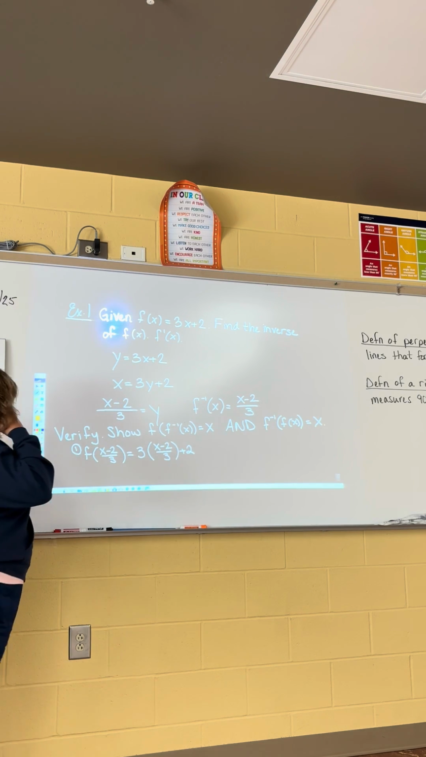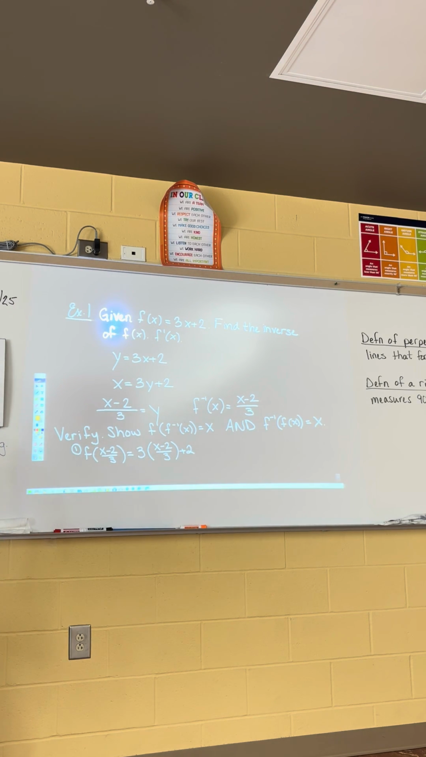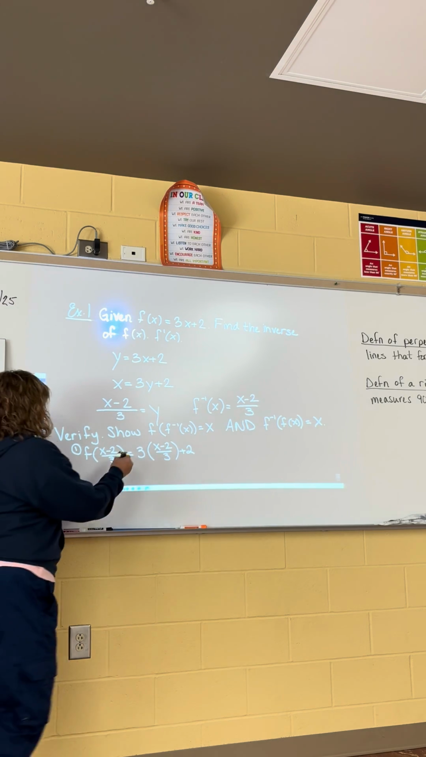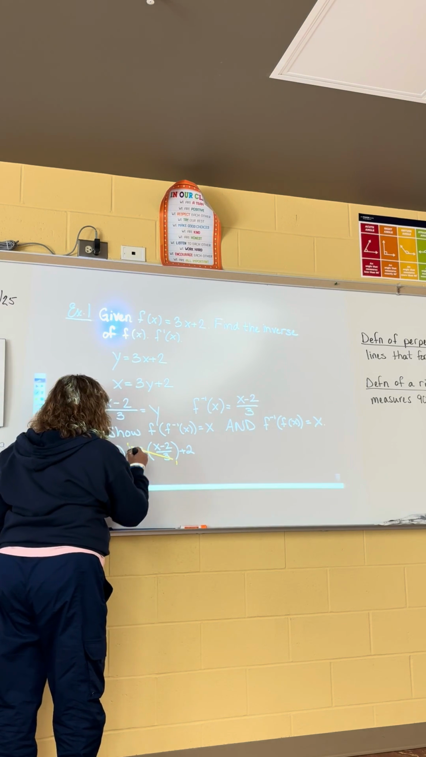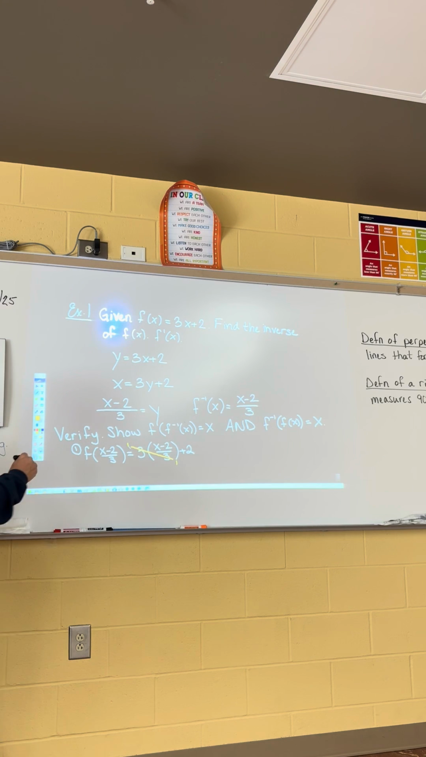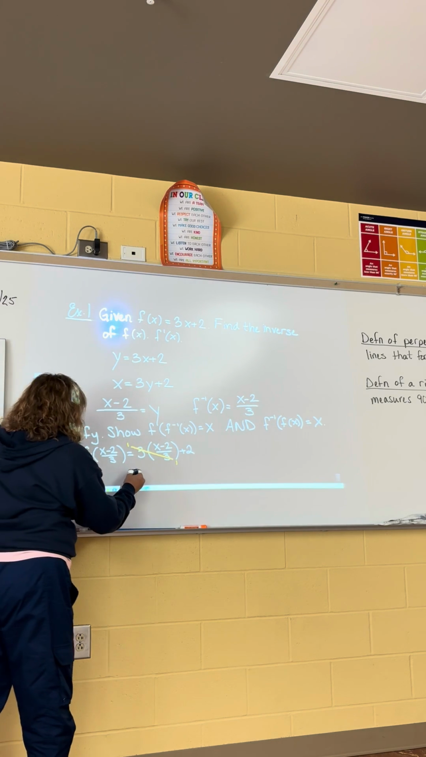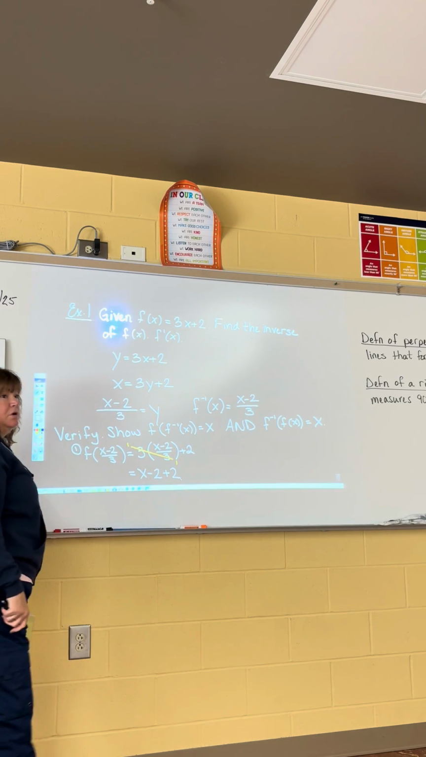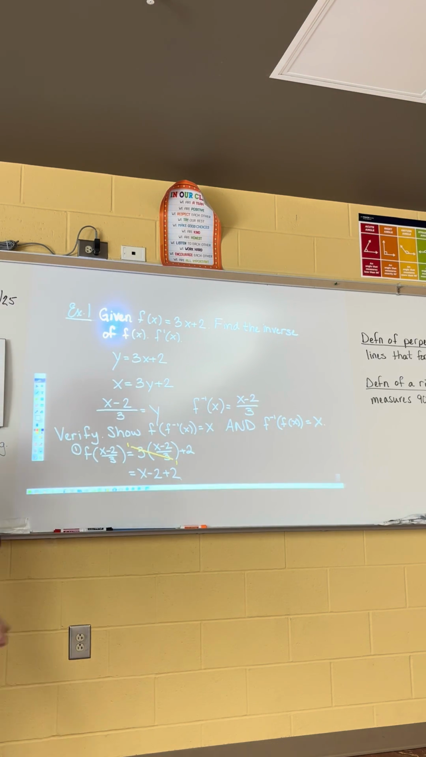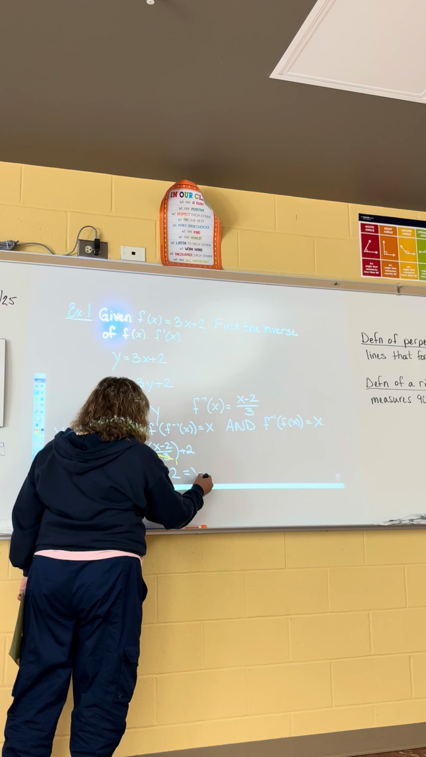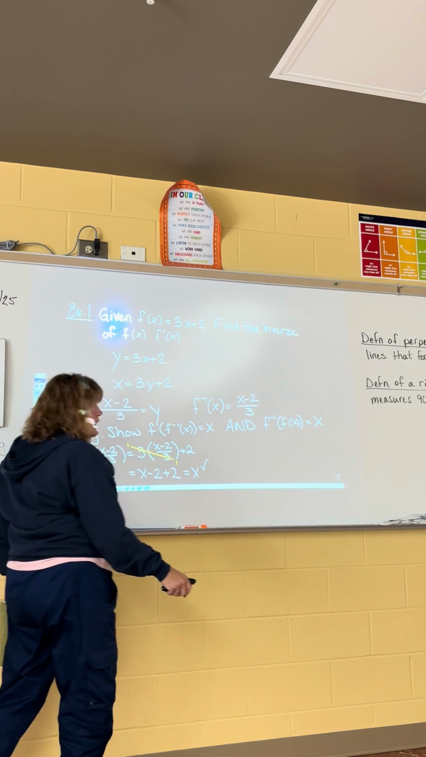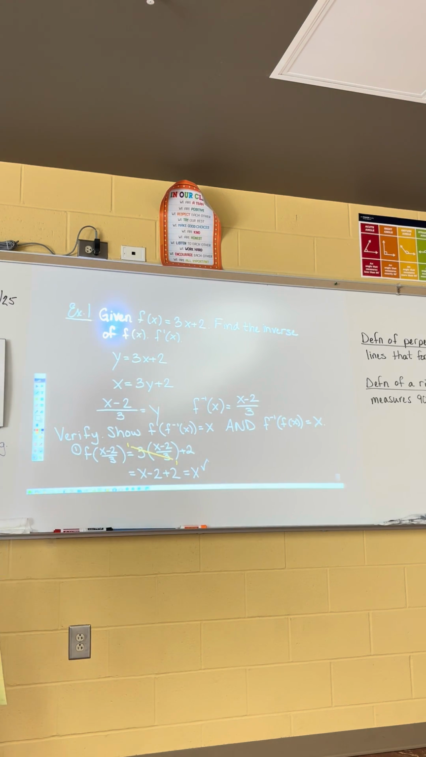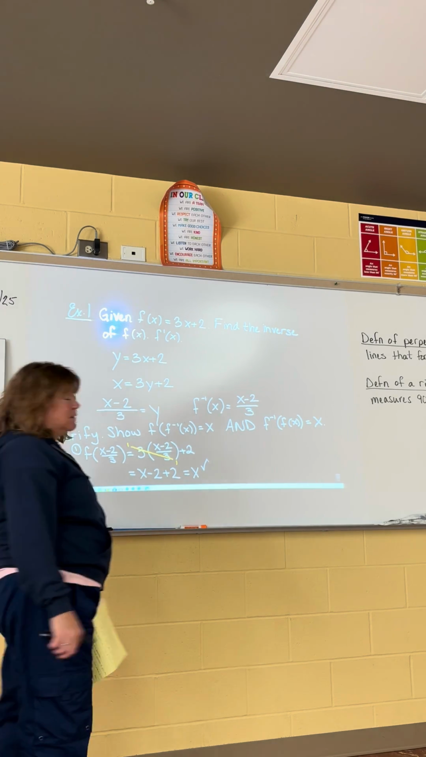What's the first thing I notice I can do? Cancel out the 3's. Those turn into 1's. Now I have x minus 2 plus 2. The 2's cancel, and we get x. Yay! It makes us happy, because if we don't get x, we know we made a mistake somewhere.